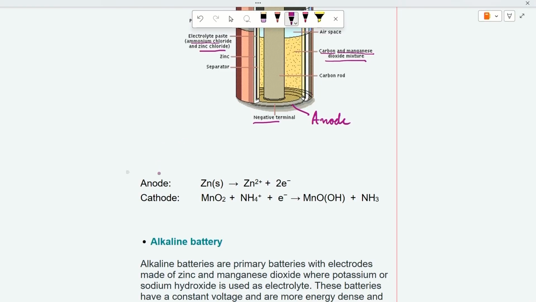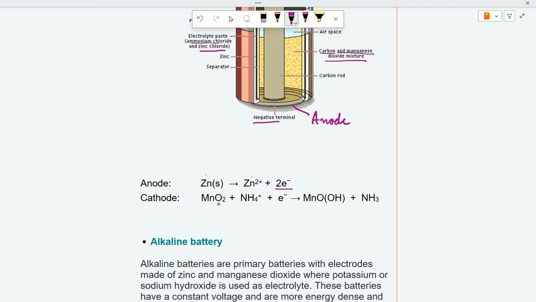Now, let us see what are the cell reactions taking place. At the anode, zinc gets oxidized to zinc ions, releasing 2 electrons. Zinc gets oxidized. Okay. So, that is our oxidation. Here at the cathode, manganese dioxide along with ammonium ions takes up an electron and gets converted into hydrated manganese oxide, and ammonia gas is released. Now, here we will check what is happening with manganese dioxide.